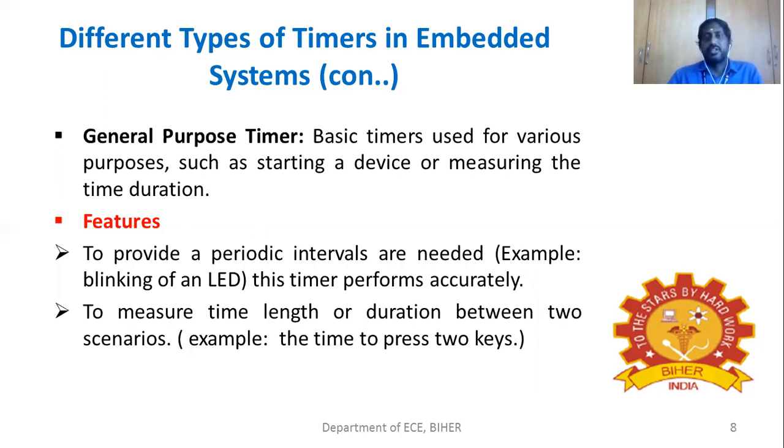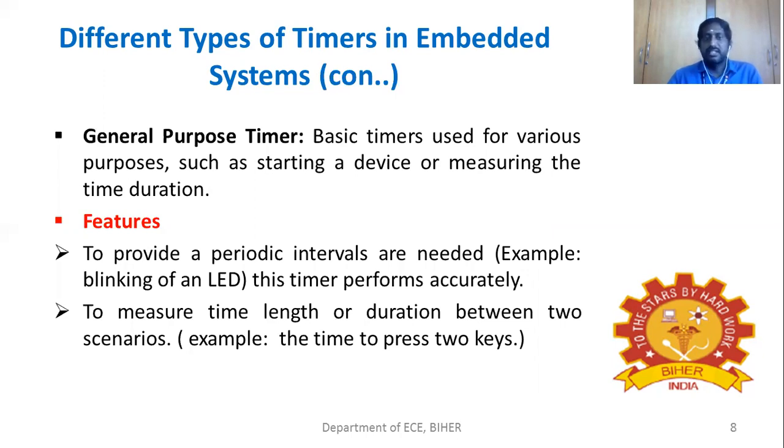A feature of the general purpose timer is to provide periodic intervals when needed. An example is the blinking of an LED. The LED is on for a particular number of seconds, then it is off, and then again on, off, like that. The period between one on state and off state is fixed, so it is a periodic interval. For generating periodic intervals, we can use general purpose timers.